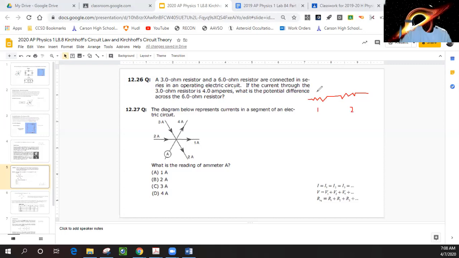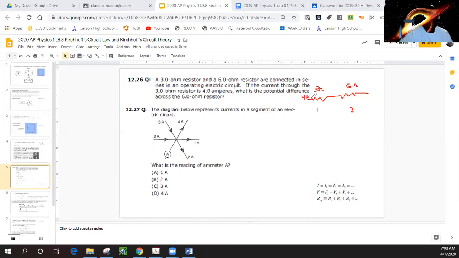So what do we already know? We know that this is 3 ohms here, and this is 6 ohms, like so. And we do know that the current flow across this resistor is given to us as 4 amps.